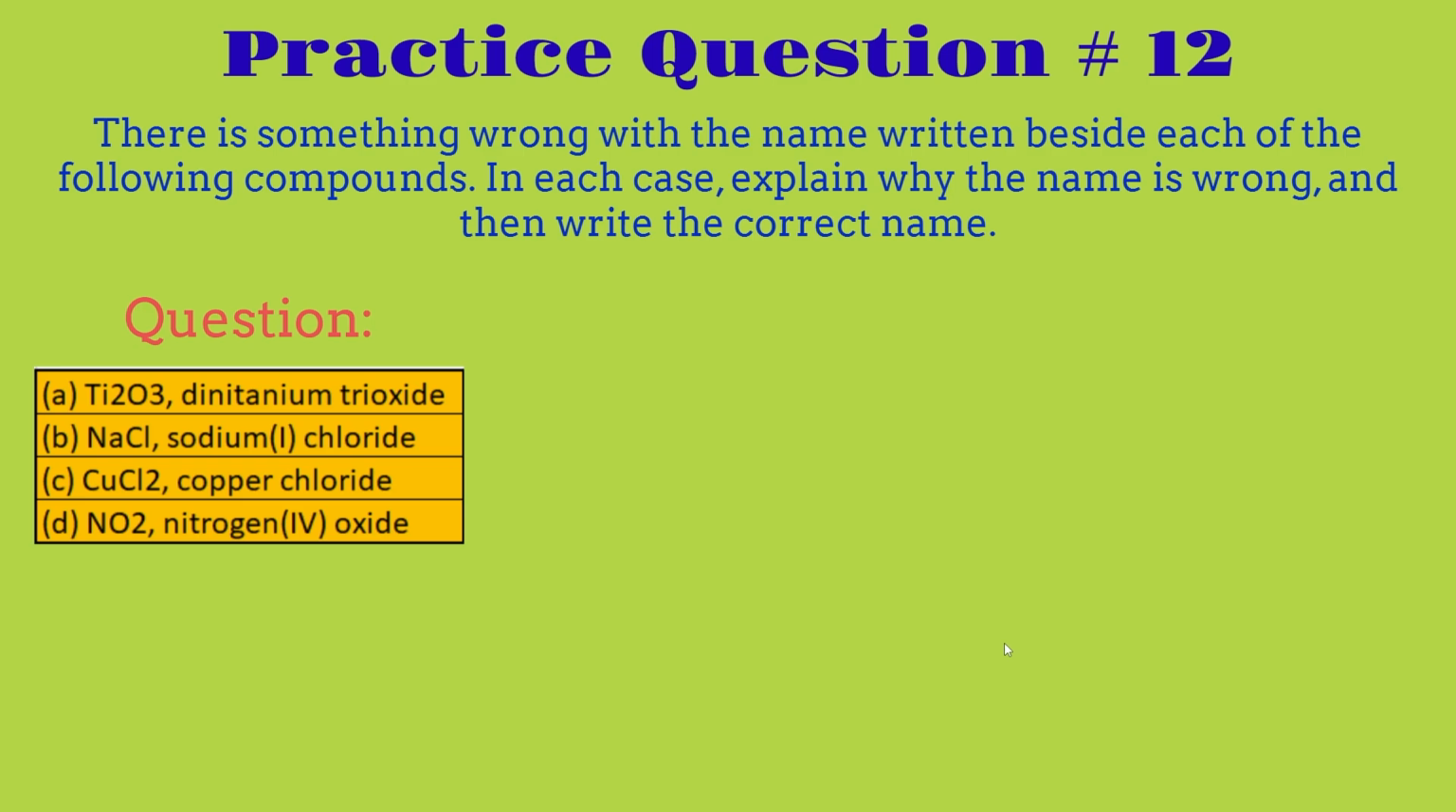For the first one, we have Ti2O3. Ti is titanium and O is oxygen. In this case, it's saying the name is dititanium trioxide. This sounds wrong because it's not going to be dititanium, since titanium has multiple different oxidation states. Since it has multiple different oxidation states, we actually have to look at the outside shell of oxygen, and from there we can find out how many titaniums we need and the charge of it.